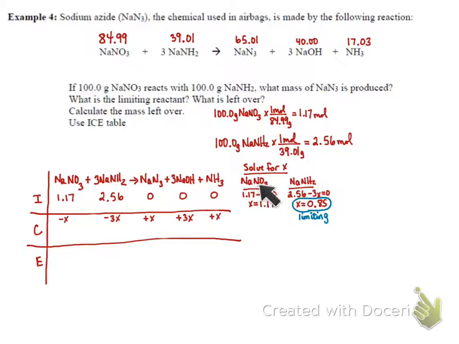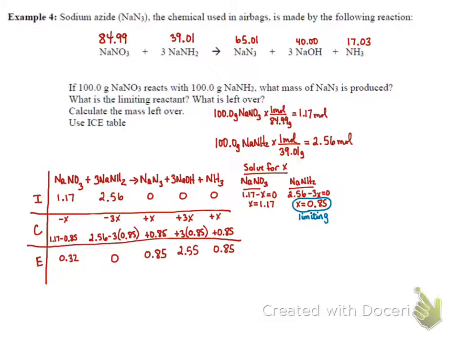For sodium nitrate, it's going to be 1.17 minus x, set that equal to 0. X is 1.17. For sodium NH2, 2.56 minus 3x, set that equal to 0, and x is 0.85. So this one gives us the smaller x, so this is x, and this is limiting. So then do the change calculations. Again, it can be hard to fit them in.